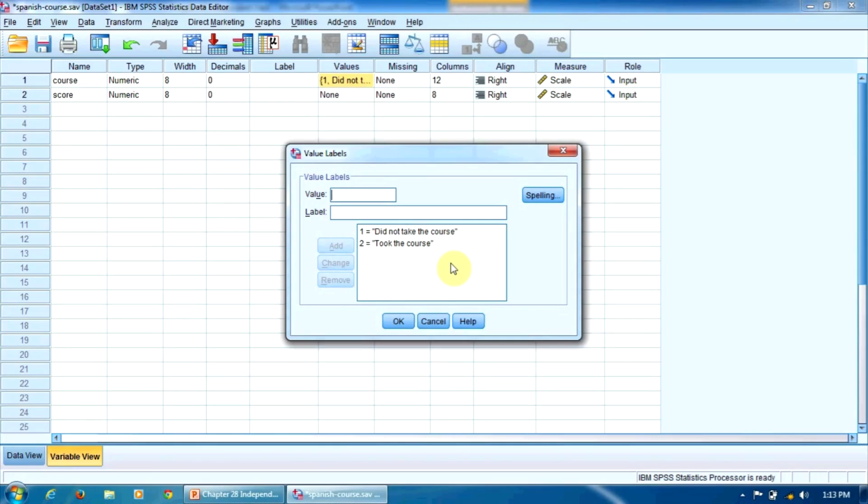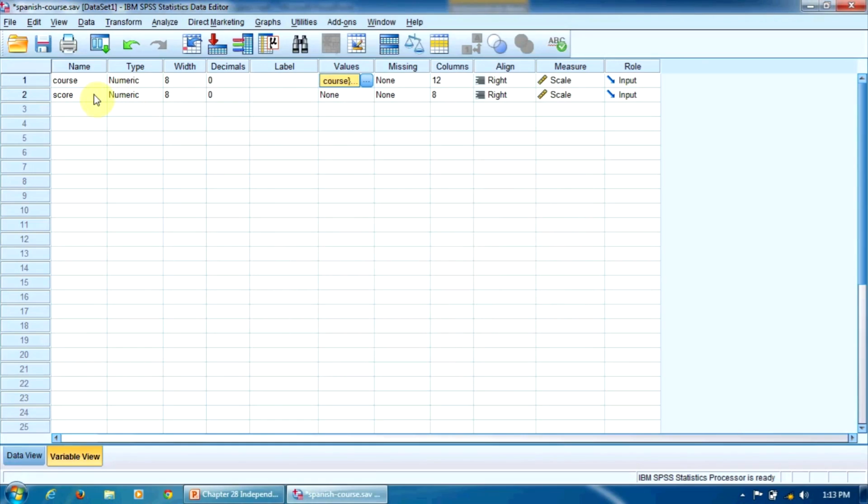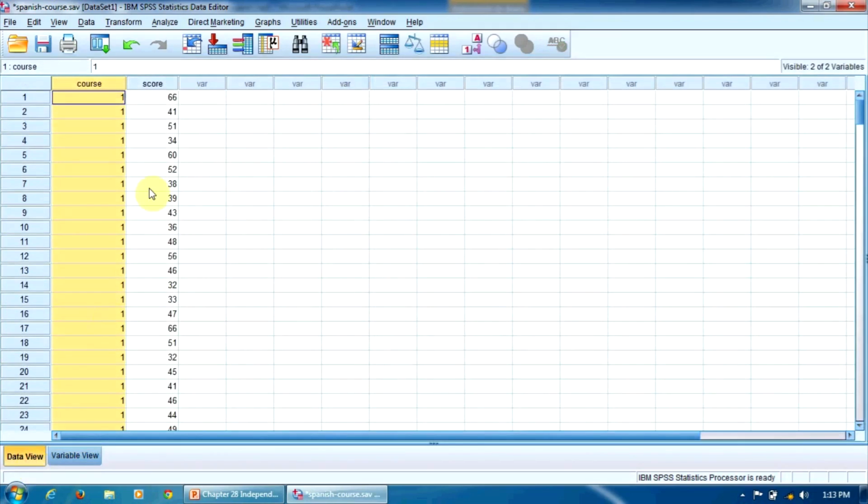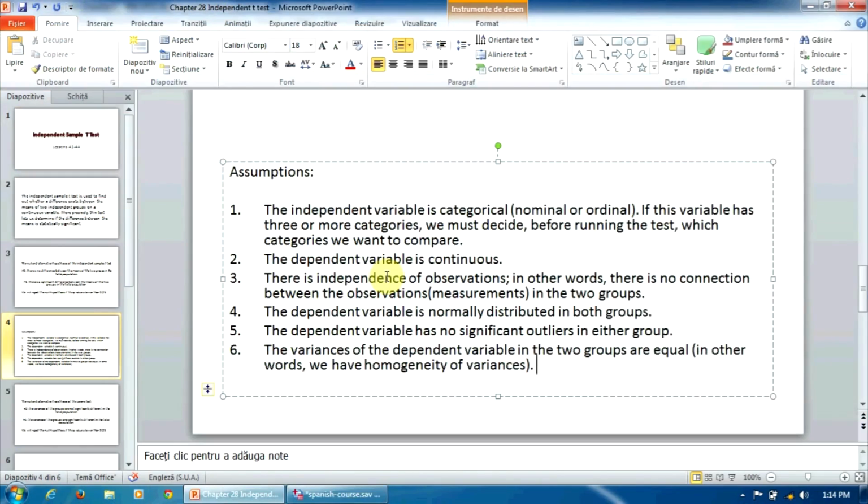We want to know whether people in this group who took the course speak Spanish better on average than the people in this first group who did not take the course. And this variable, score, is a numeric variable that stores the scores got by the employees at the Spanish test. So the question is: is there a difference between the average scores in these two groups? Now, before running the t-test, we must check assumptions 3, 4, and 5 here. That's what we will do in the following lesson.